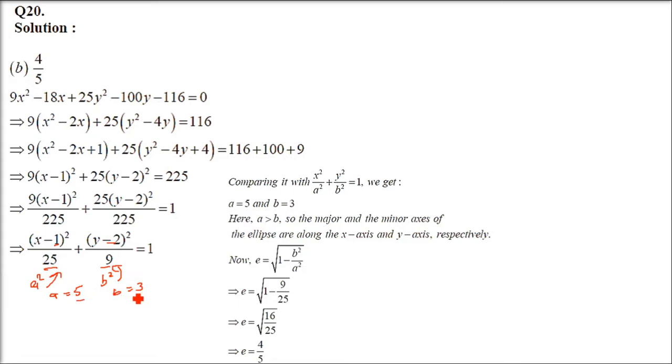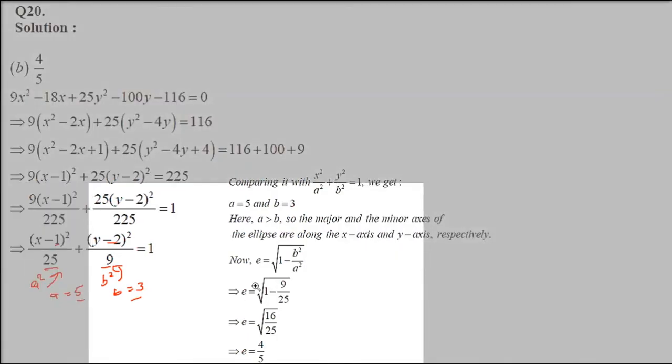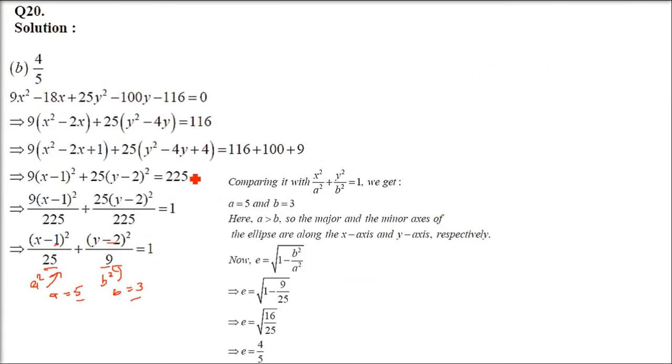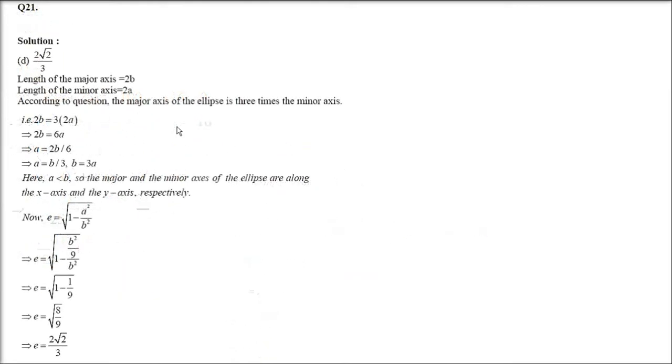Eccentricity will be under root 1 minus B square by A square. B square is 9, A square is 25, so you are putting under root 1 minus 9 by 25. So what do you get? Under root 16 by 25, which is 4 by 5. So the eccentricity is 4 by 5. This one and 22, 23, 24 are almost the same.